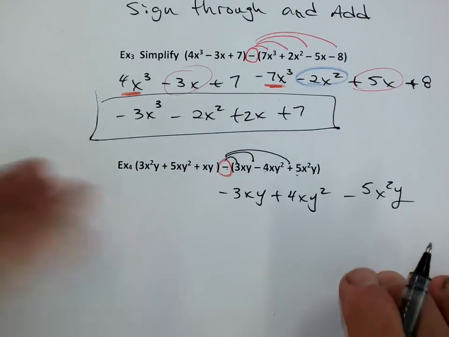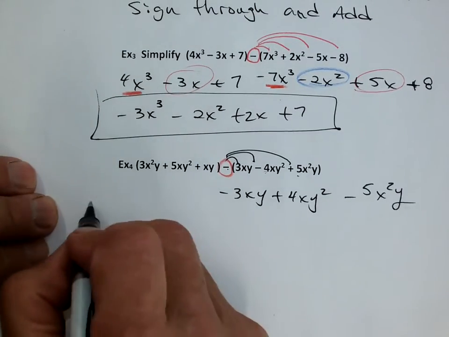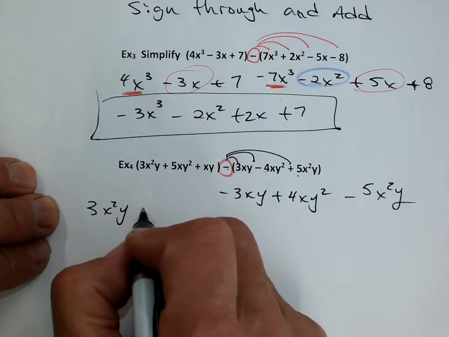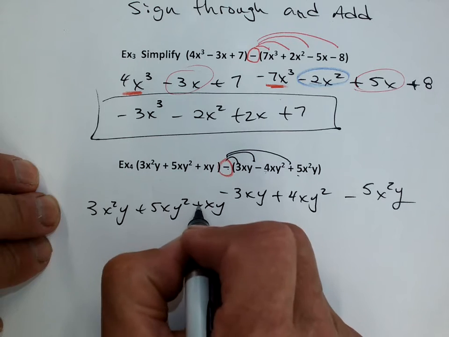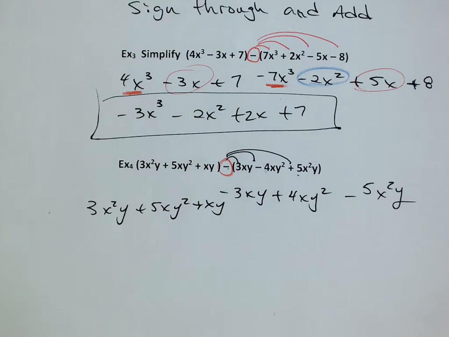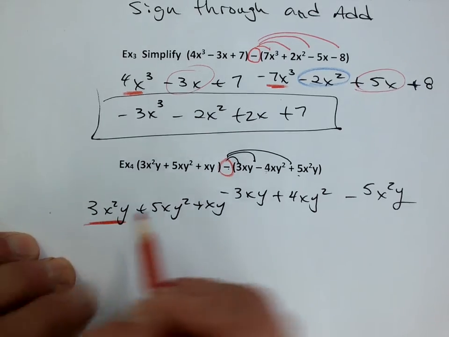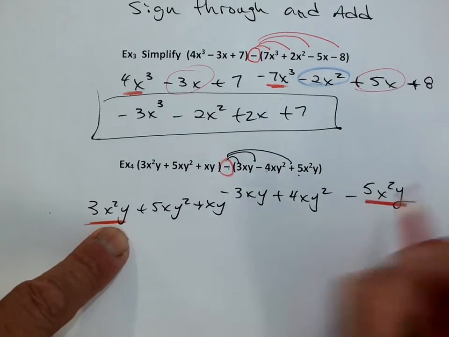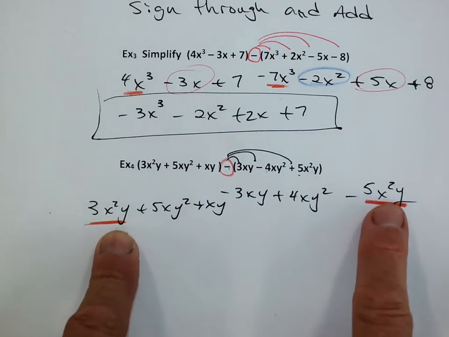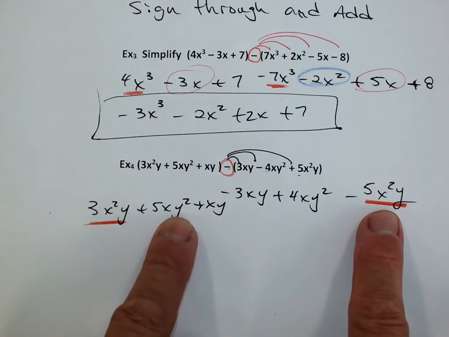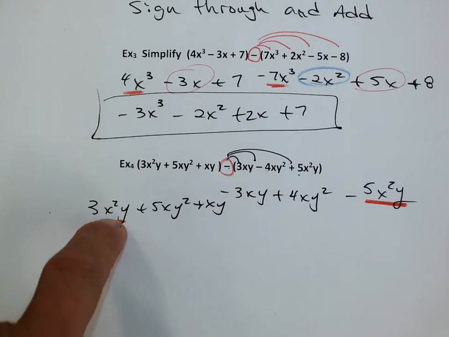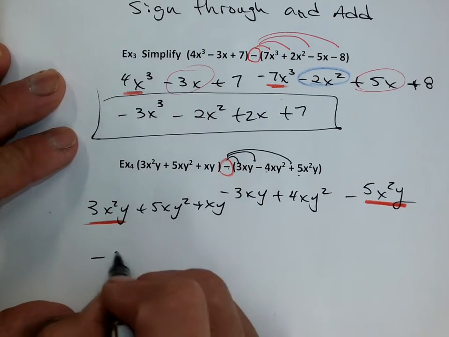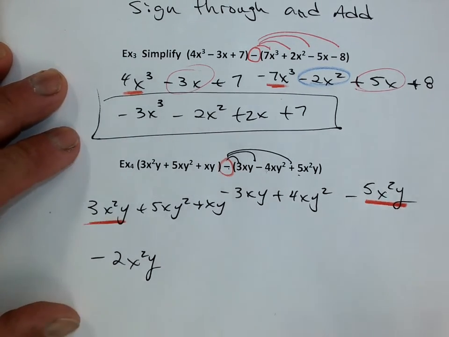Negative, bring it through, I get a negative 5x squared y. All right, let's bring down the first part. The first part's still my 3x squared y plus my 5xy squared plus xy, okay? Now, what's the same? Well, they kind of look like a mess, but you gotta be careful. This 3x squared y is the same as this negative 5x squared y. They're not the same as this. It's different. Only one's the same. So these two, I'm going to write as a negative 2x squared y.